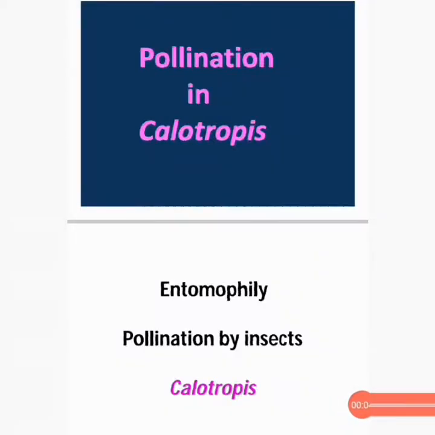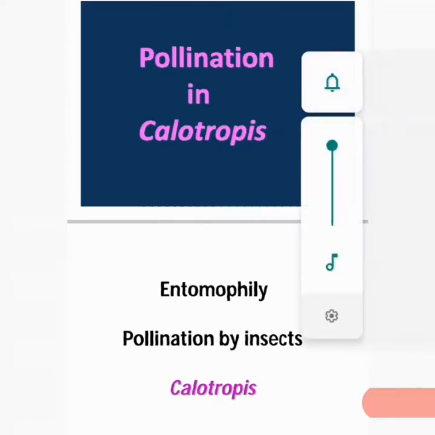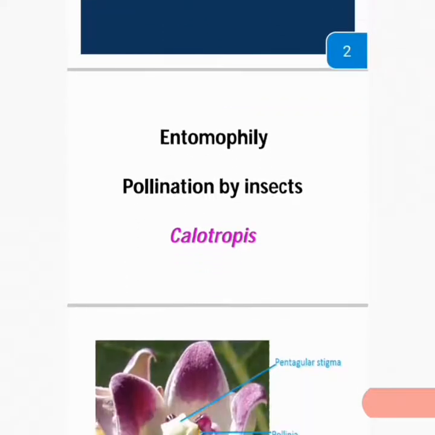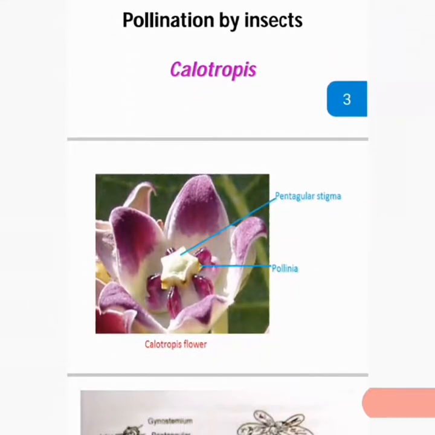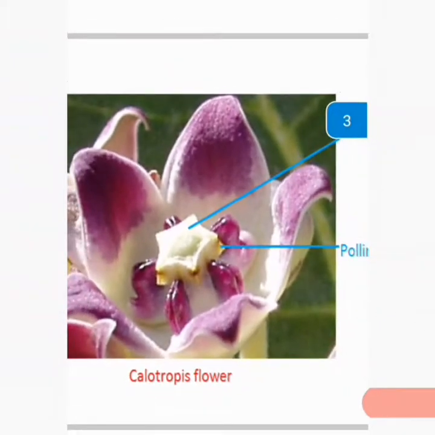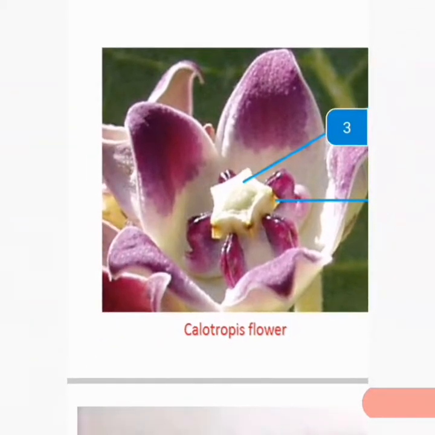Pollination in Calotropis. This is an entomophilous type of pollination. Entomophily means pollination by insects. So this is the Calotropis flower. Here 5 corollas are very clear.